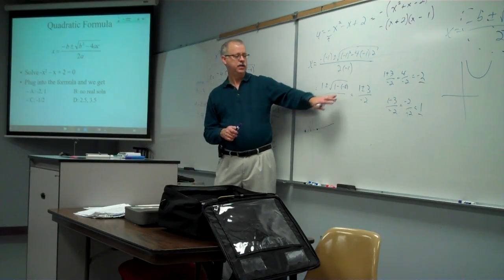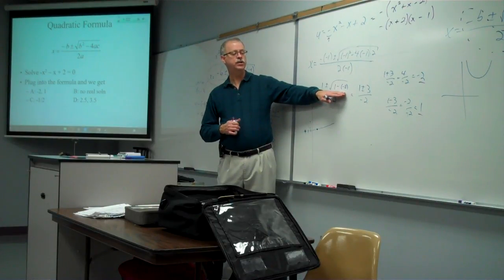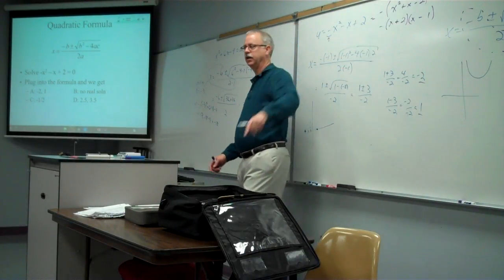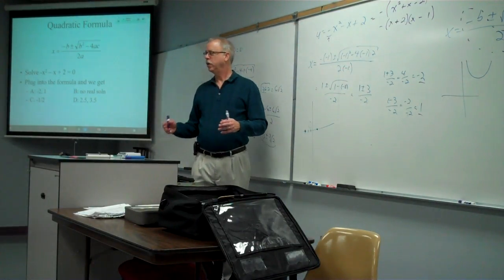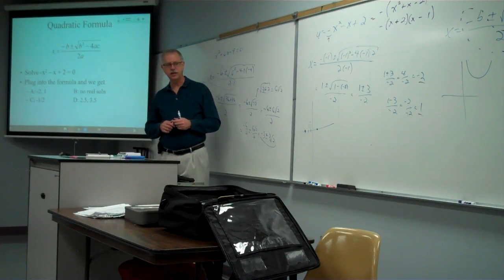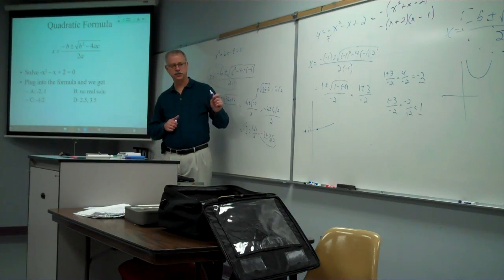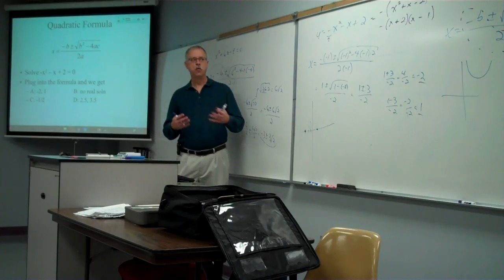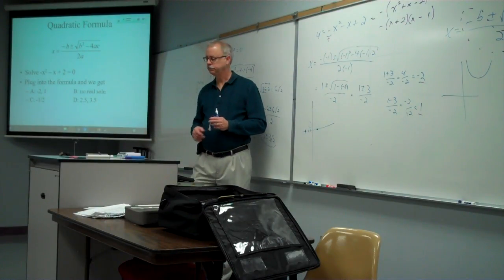And if we do get the square root of a negative, you may think, well, it doesn't work. But in that case, if we get the square root of a negative, we know we've got one of these two cases. We're not crossing the x-axis at all. So it worked and it gave us information. It's just the information was not, where are the x-intercepts? The information is, there are no x-intercepts. So we can still get information from the quadratic formula.